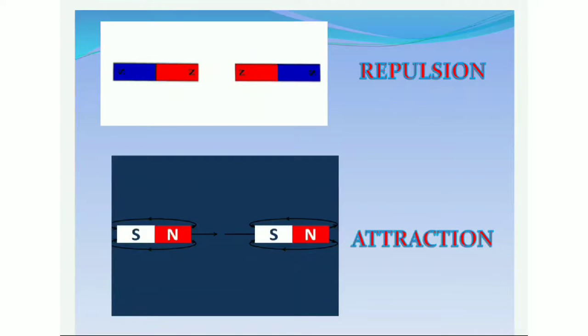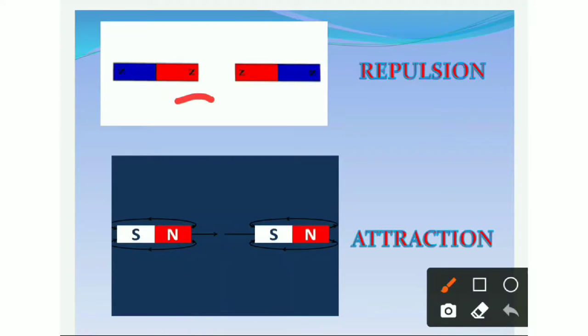Here there are two bar magnets. In the first one, you can see that here is the north pole and here is the north pole, so both are close to one another. In this case, both these poles of the magnets will repel each other, because like poles repel each other, either north pole or south pole. If they are beside each other, they will both repel each other.